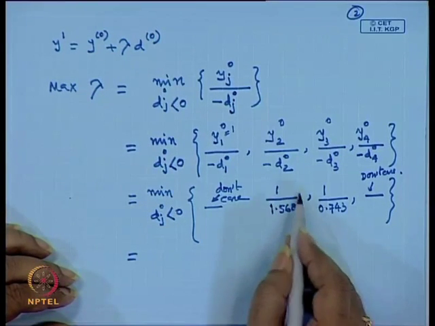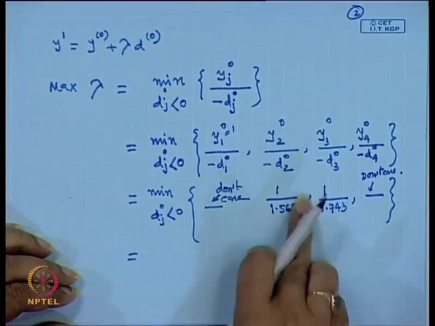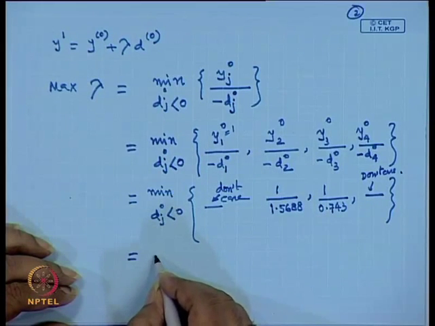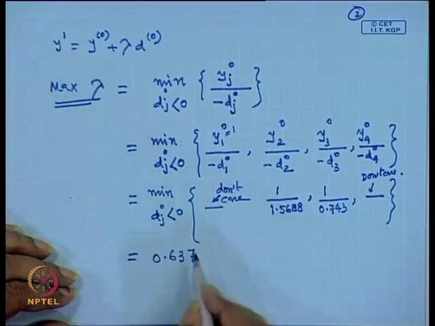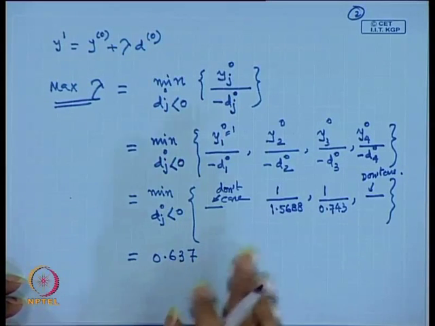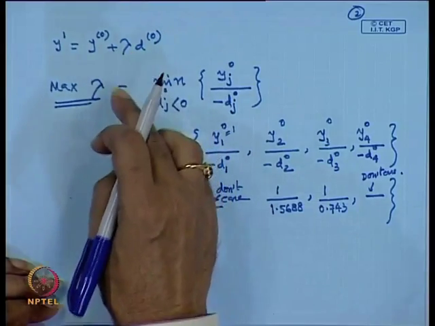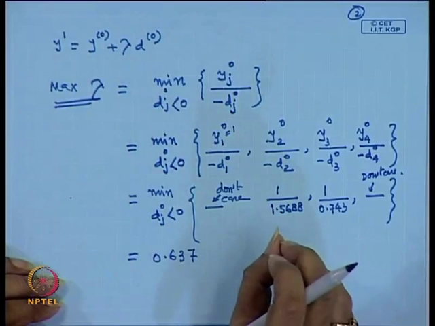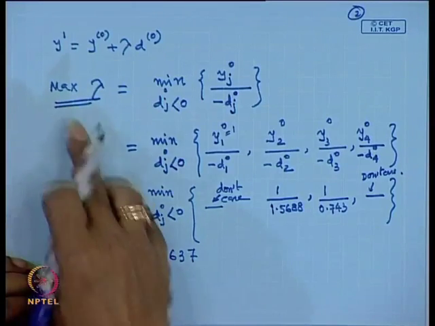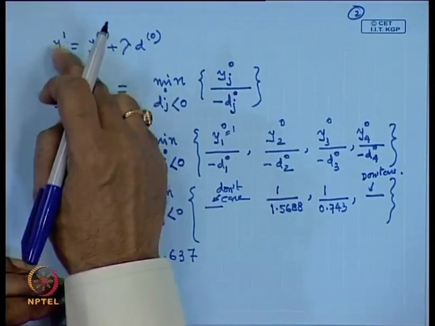Out of these, which one is minimum, you have to take into account as lambda max. Since 1 by this quantity is a smaller value than the other, our value is 0.637. If you choose lambda max exactly, as we have seen and explained earlier, one of the elements of y1 will be 0, which indicates that you are on the boundary of the region. To avoid that, whatever lambda max you got, you multiply by a factor less than 1, generally 0.9. It ensures that all the elements of the new point y1 will lie inside the region, in the interior, not on the boundary of the region.